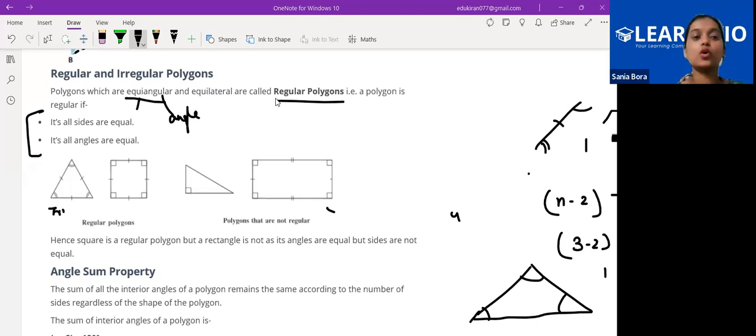So when I say this is a regular polygon, there are two conditions: all the sides are equal and all its angles are equal. If any of the conditions is missing, then it is an irregular polygon. Clear? Over here you can see in this one, all the sides are equal and all the angles are equal. So that's a regular polygon.